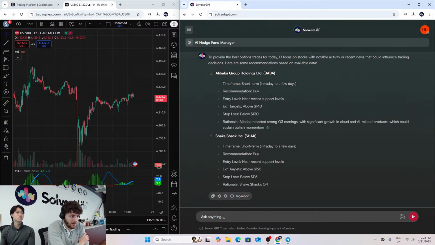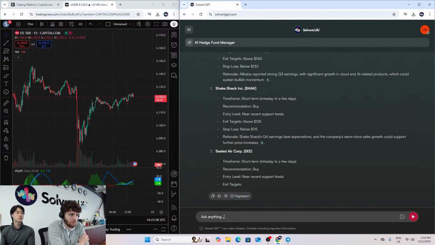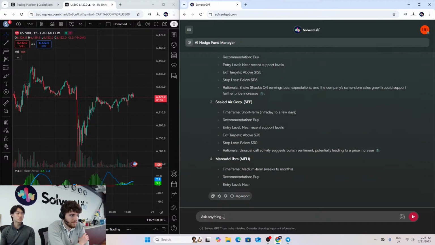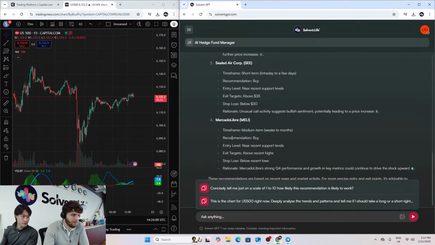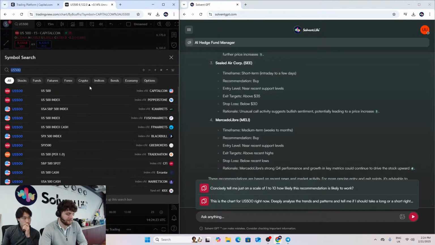So, Alibaba reported strong Q3 earnings. A lot of companies here. Mercado Libre, one of my favorites to trade. We have a medium-term time frame. It's recommended we buy near recent support levels. Mercado Libre's strong Q4 performance and growth in key metrics could continue to drive the stock upward. Fantastic. Let's take a look at Mercado Libre.